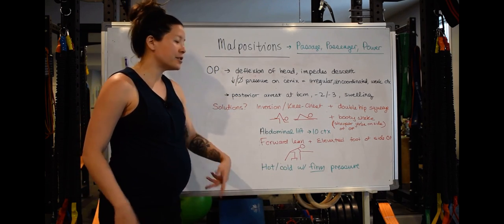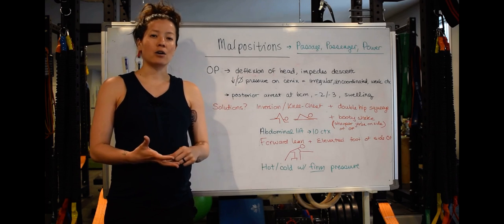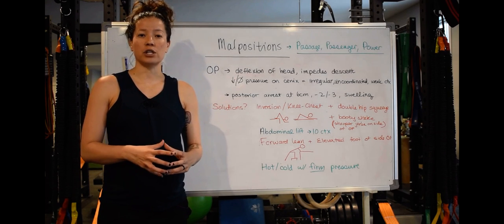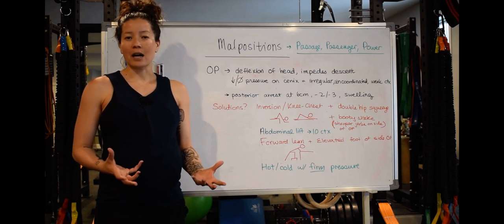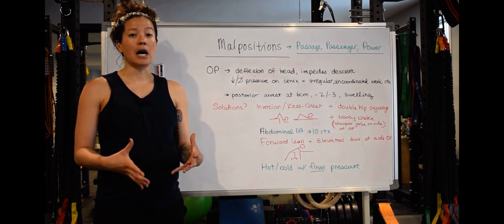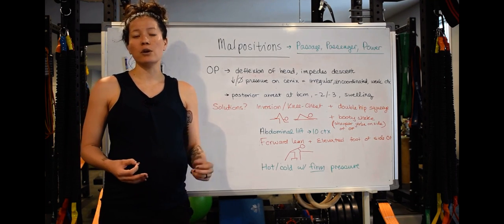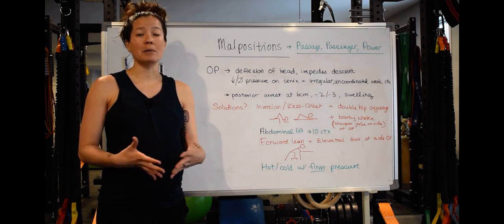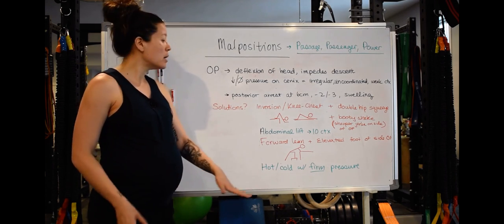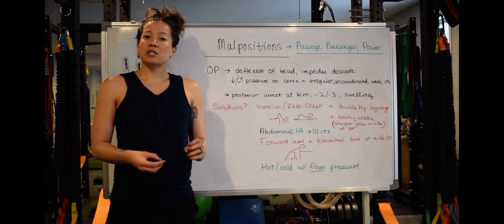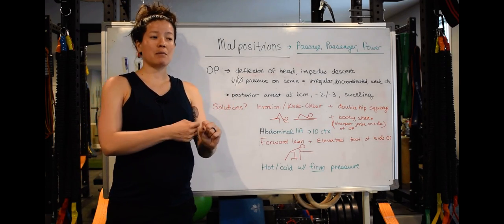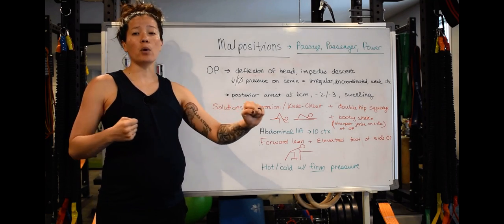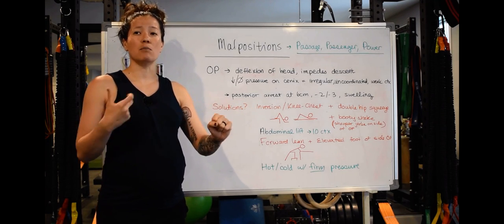The other thing that we can do as a comfort measure is doing hot or cold with a lot of really firm pressure. So usually a sign of posterior position is a lot of back pain, so more than usual. Remembering that a lot of the uterine ligaments attach to the back, so a lot of women experience back pain throughout labor. But posterior positions can cause more back pain because the position of the baby's head is pulling more on those uterine ligaments, causing more pain.